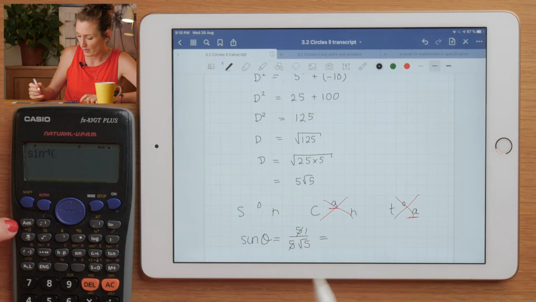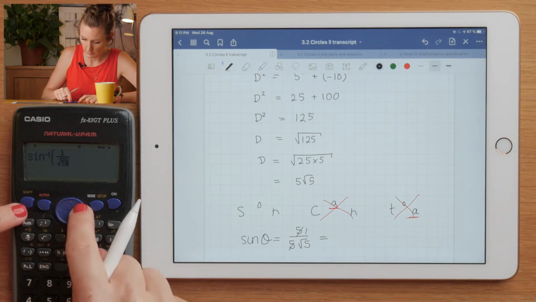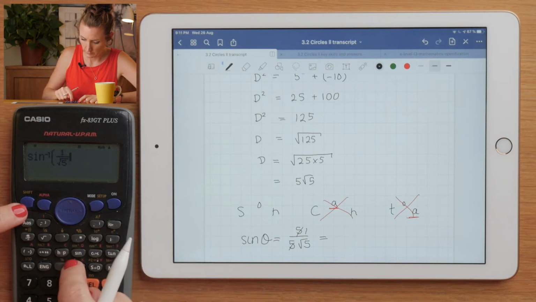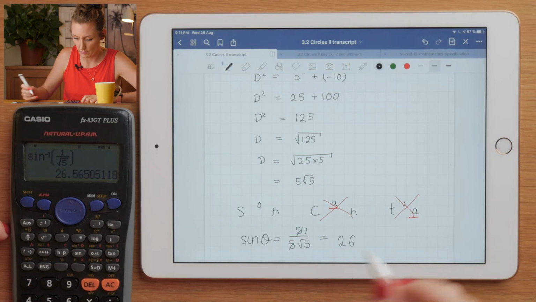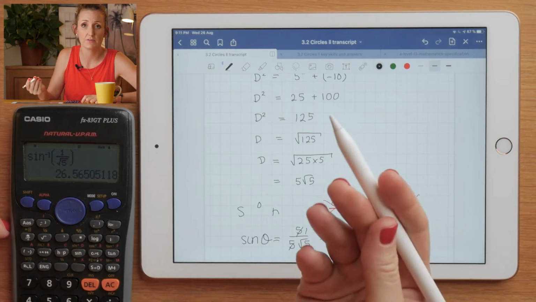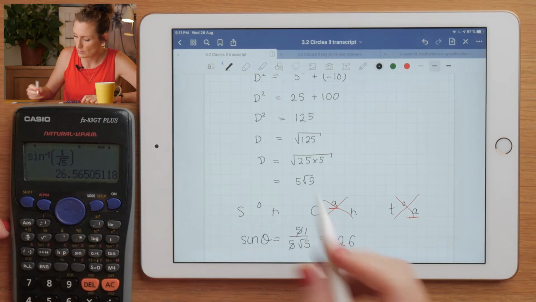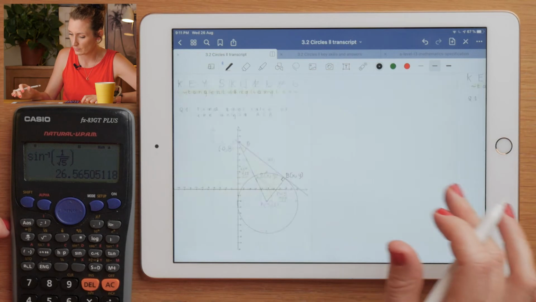You can cancel down the 5s if you want. And that gives you an acute angle of 26. I'll probably do 2 decimal places here, unless you're specified in the question to do something different. So 26.57, and that's in degrees.